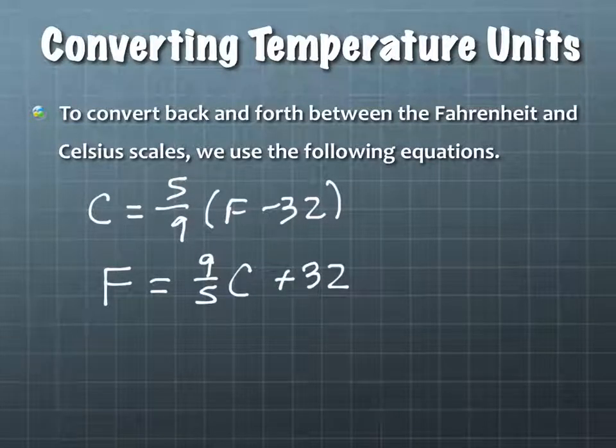I want to draw your attention to a couple things about these formulas. Notice the Fahrenheit minus 32 degrees in the first equation is in parentheses and then it's multiplied by the 5/9, whereas the multiplication occurs first in the other equation and then the addition afterwards. Those are common mistakes for people to make, converting with the parentheses in the wrong location.